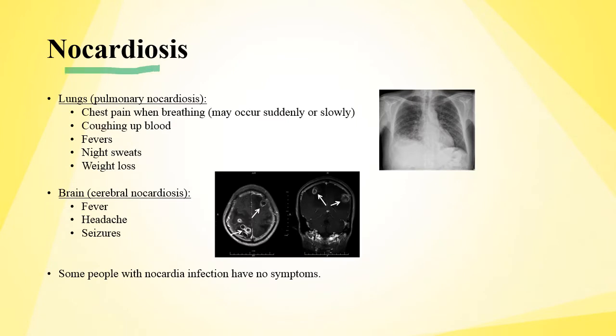Nocardiosis, if it is present in the lungs, we call pulmonary nocardiosis. The symptoms of pulmonary nocardiosis include chest pain when breathing, which may occur suddenly or slowly, and it also comes with coughing of blood, fevers, night sweats and weight loss. Nocardiosis can also happen in your brain, which is known as cerebral nocardiosis, and the symptoms are fever, headache and seizures. Apart from them, some people with nocardiosis have no symptoms; they become asymptomatic.